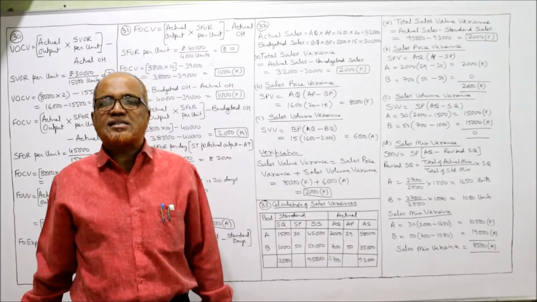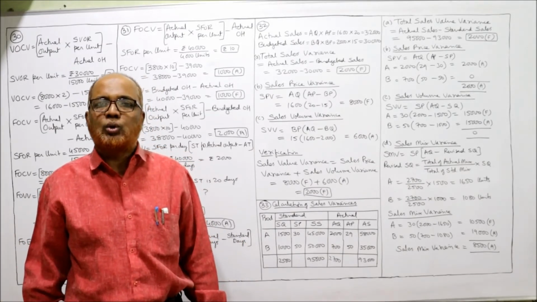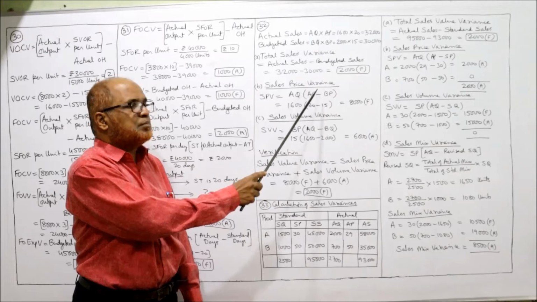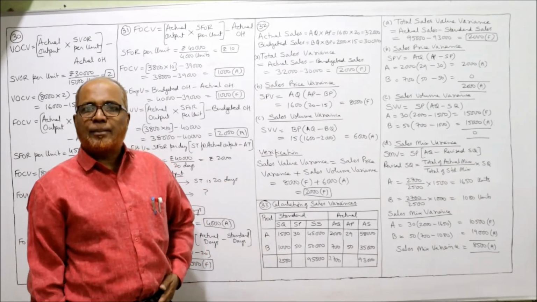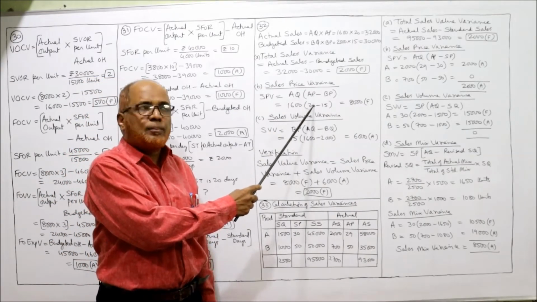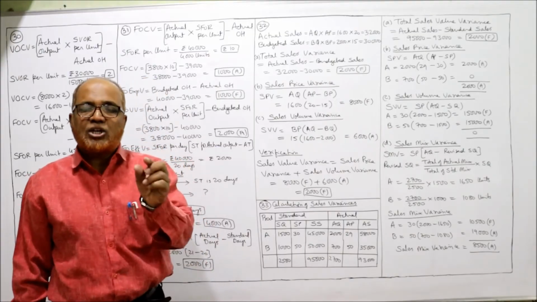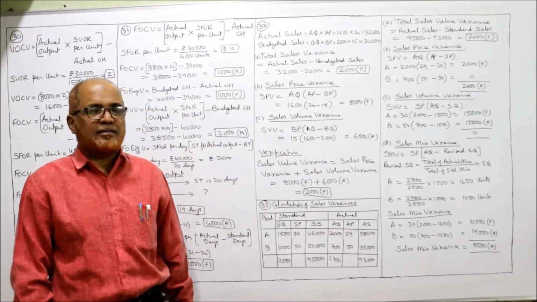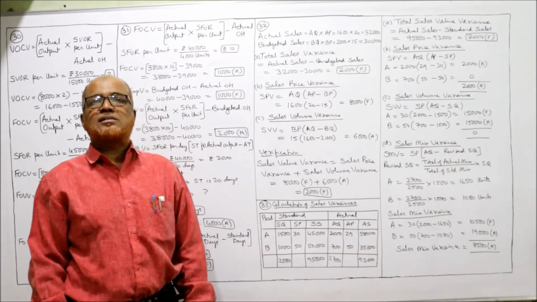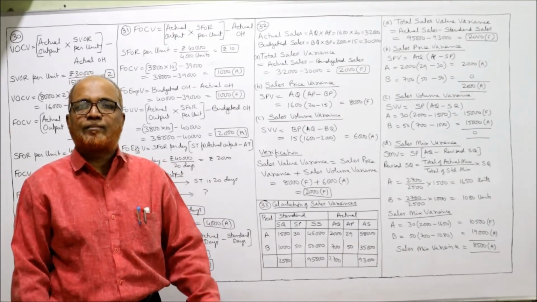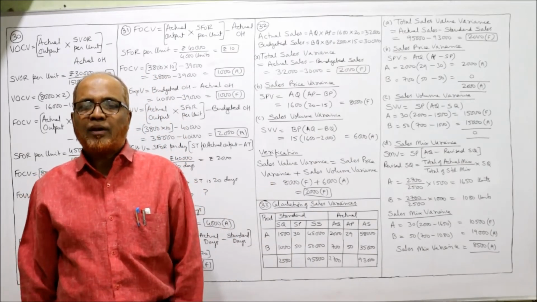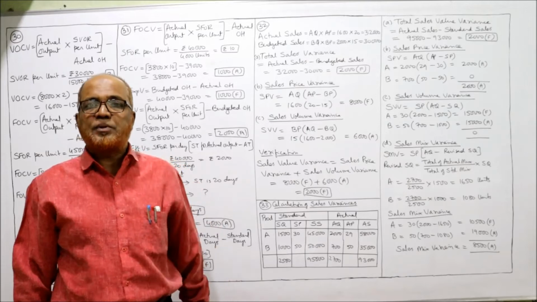Now total sales variance can be bifurcated, divided into two: sales quantity variance and sales price variance. First of all, sales price variance, SPV. The formula is actual quantity into actual price minus budgeted price. Actual quantity is 1600 units, actual price 20 rupees and budgeted price 15 rupees. So 20 minus 15 into 1600, 8,000 rupees favorable. So price variance is 8,000 rupees favorable.